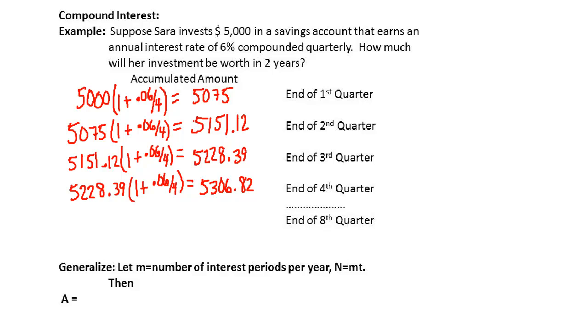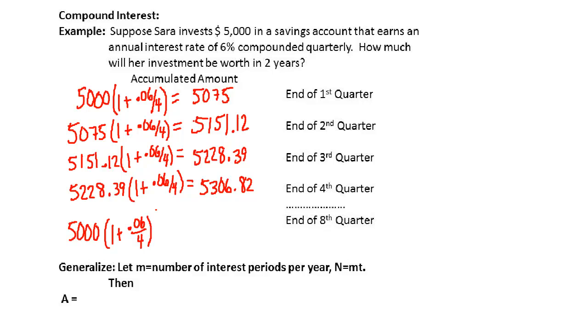And at the end of the fourth quarter, we've got $5,306.82. Now, do I need to do this 8 times to see where I'm at after 8 quarters? No, because the pattern is clear. We start with $5,000 in principal, and each quarter we multiply by 1 plus RT, or 1 plus 0.06 divided by 4 in this case.